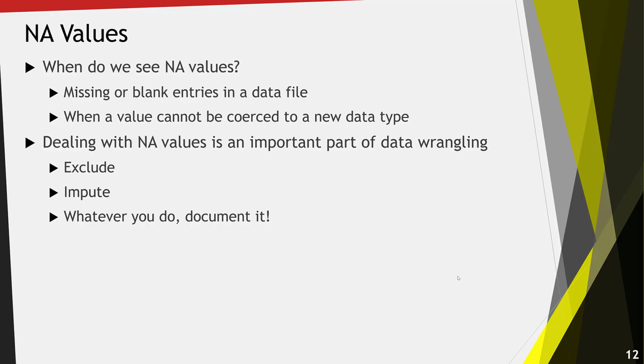Where are we going to see NA values? These are going to occur when we have missing or blank entries in a data file. Also, if you attempt to coerce a variable to a new data type where R can't actually do that. Dealing with NA values is an important part of data wrangling. There's a couple of ways to deal with them. You can exclude them from your analyses, you can impute them, but whatever you do, you should document it. We'll talk about these strategies more in the next video.